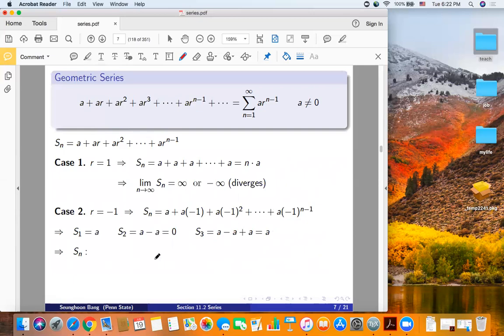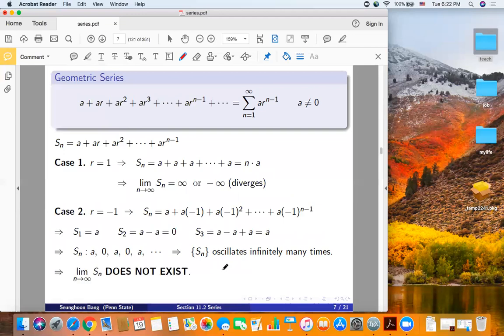What happens as n grows? So we can think about some pattern. S1, S2, S3, S4, S5. S1 is a. S2 is 0. S3 is a. S4 is 0. S5 is a. So we have this kind of result. It is oscillating infinitely many times: a, 0, a, 0, just oscillating infinitely many times. The limit of Sn does not exist. Sn diverges. Yeah, diverges.